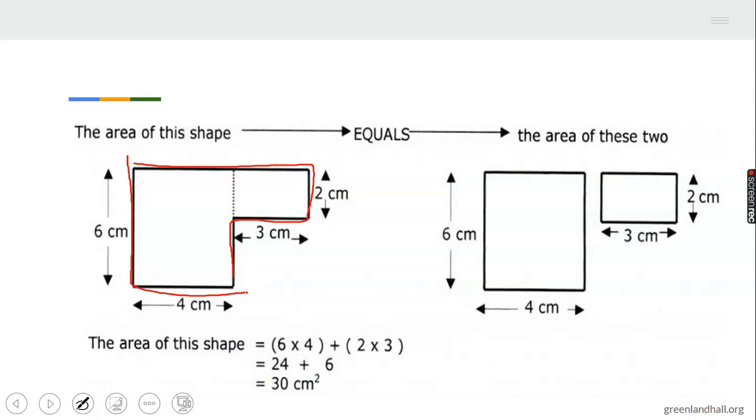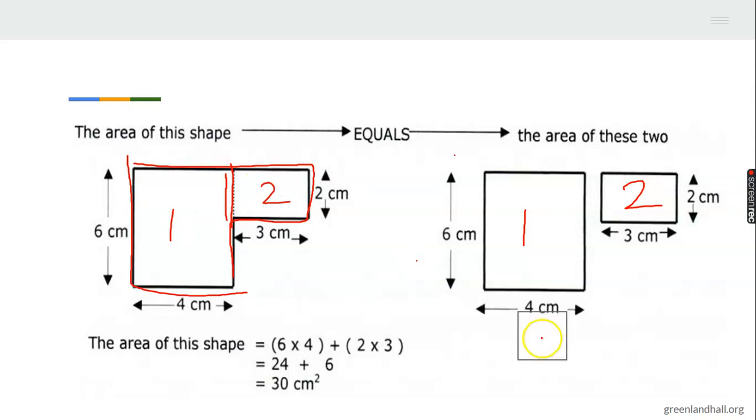And we have to calculate for the area. The best thing to do is you cut along this line into 1, 2. Look at this, this is the length of this first one, this is the breadth. This is the length, this is the breadth.